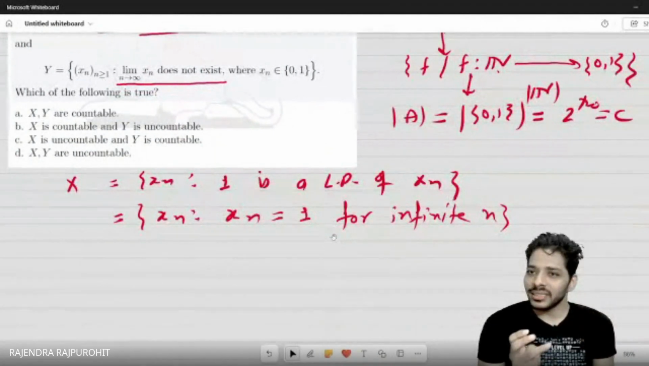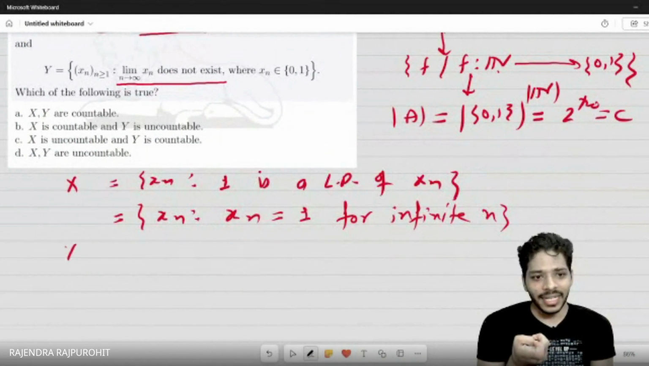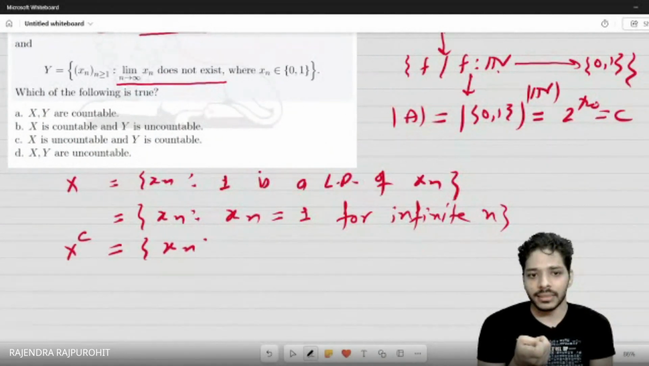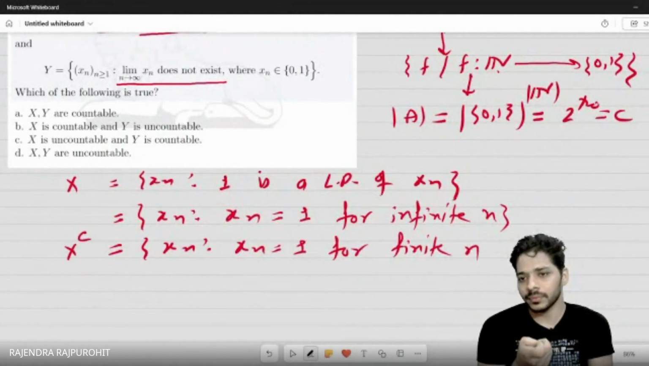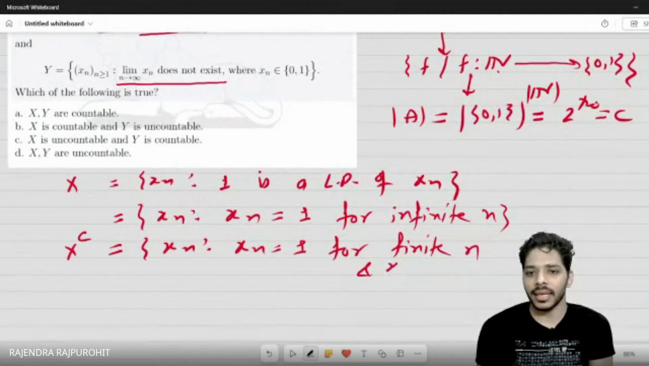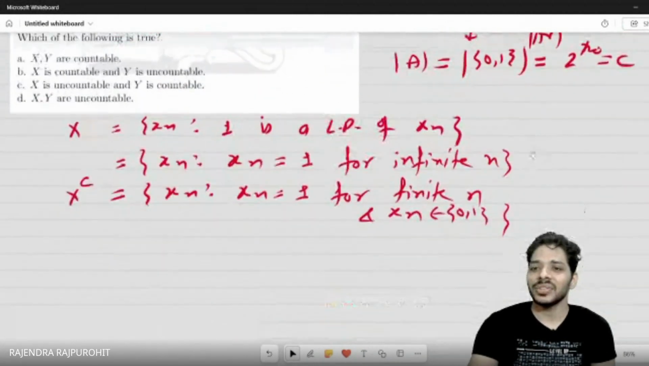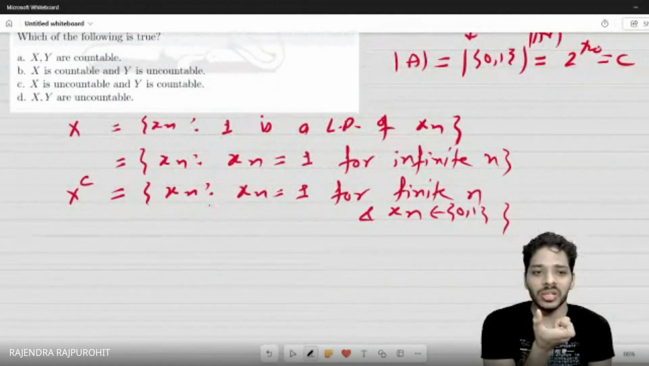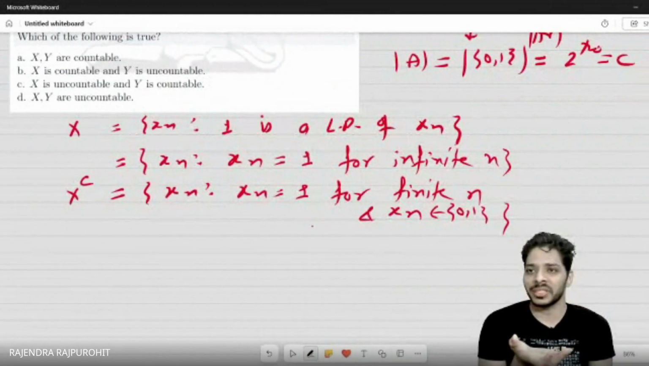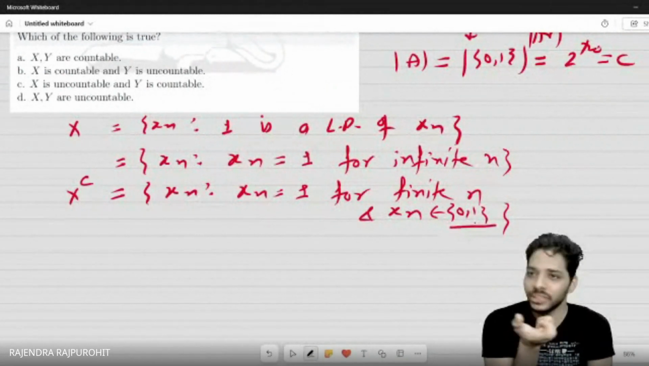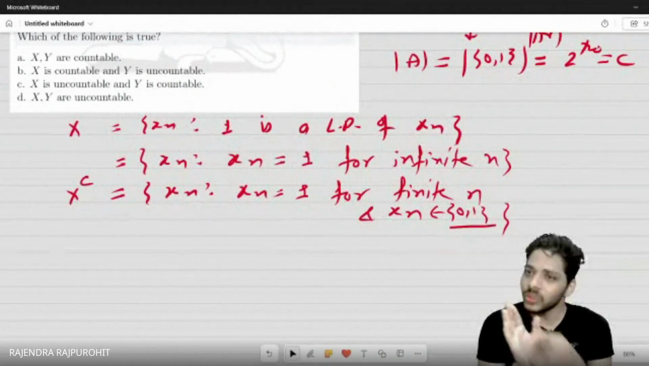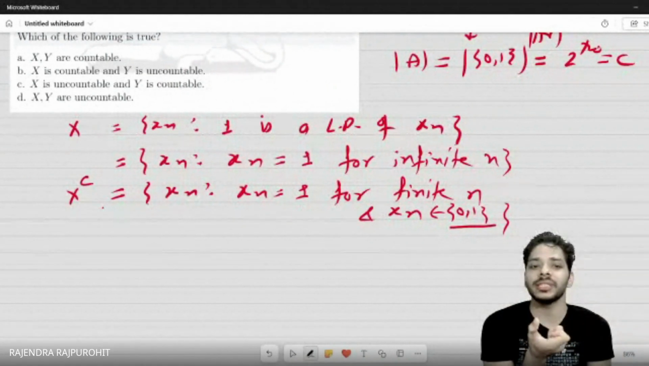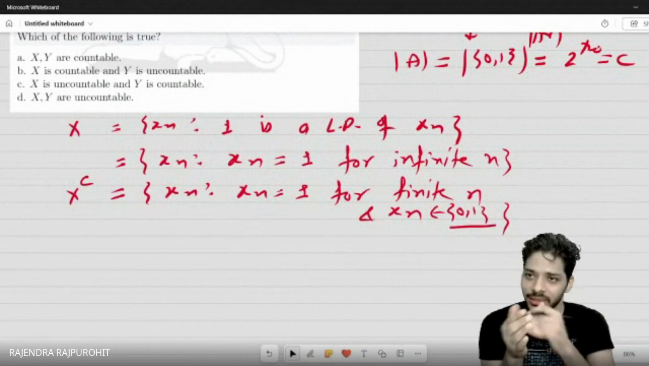Okay, now we can look at it from another point of view. If I take the X complement, that means xn such that xn equals 1 for finitely many n, and xn belongs to 0 and 1. If you look at this complement, it is just the set of all sequences which are eventually 0, right? Because your sequence can take either 0 or 1, and you can take 1 only finitely many times, so the rest of the terms are 0. This is the set of all sequences in 0, 1 which are eventually 0. After some terms it becomes 0.